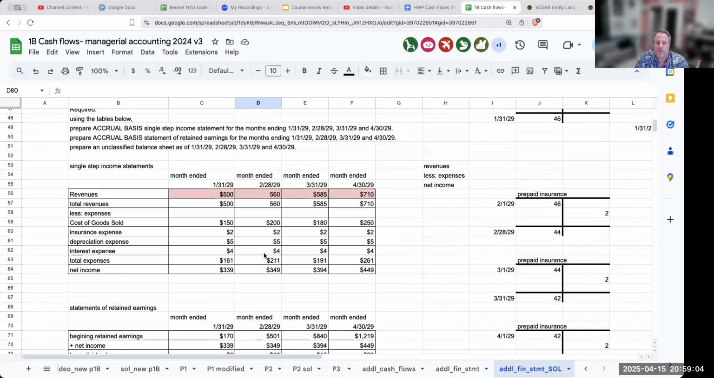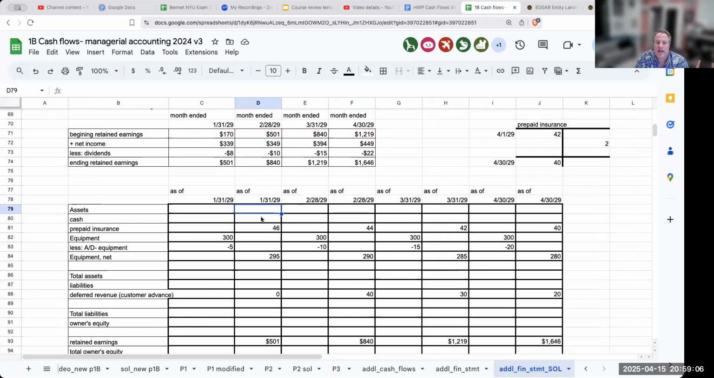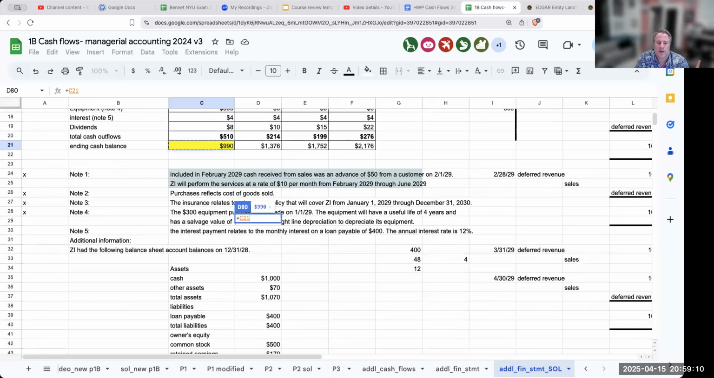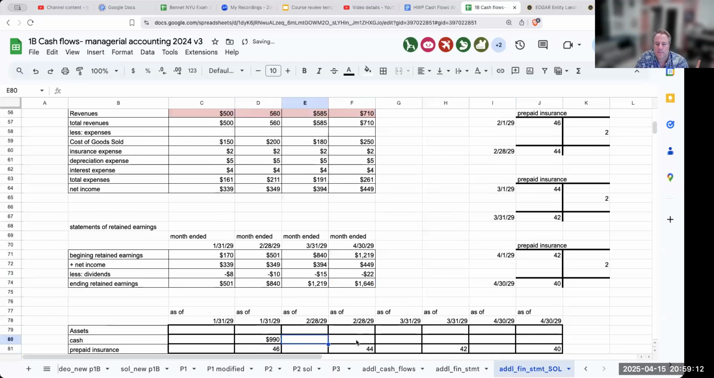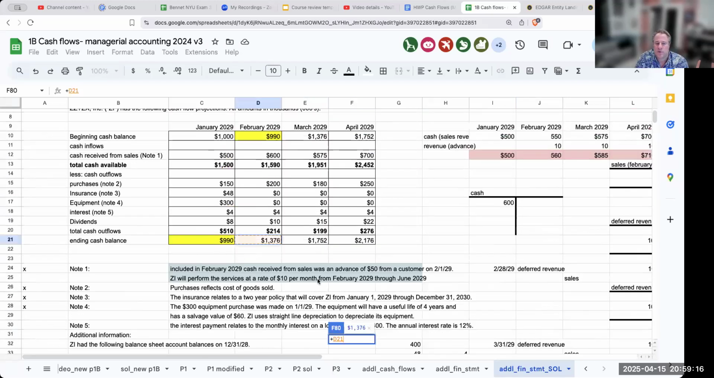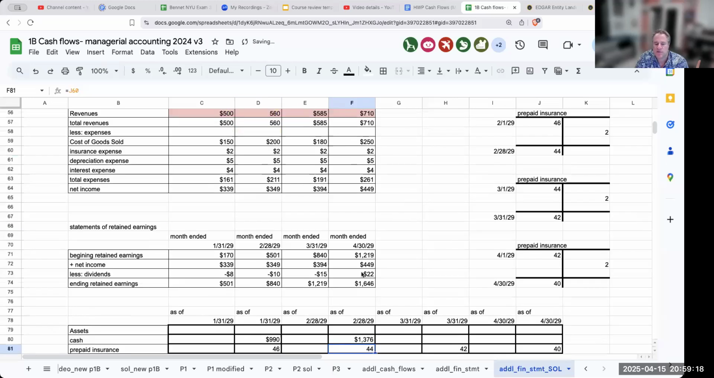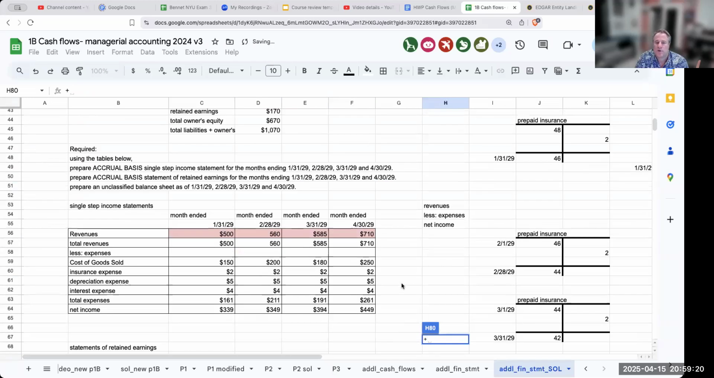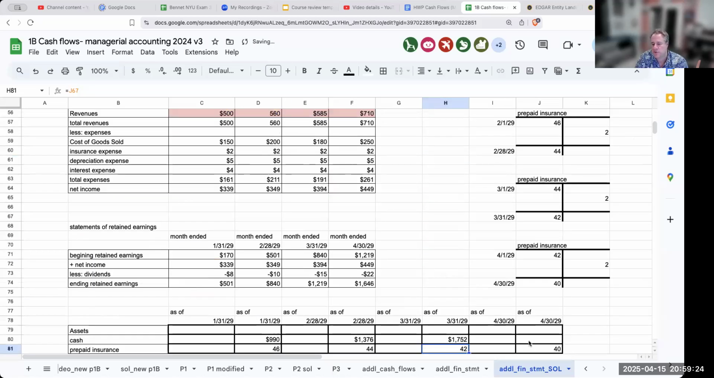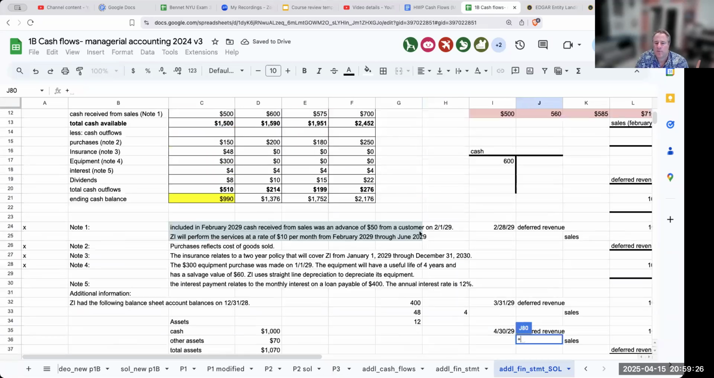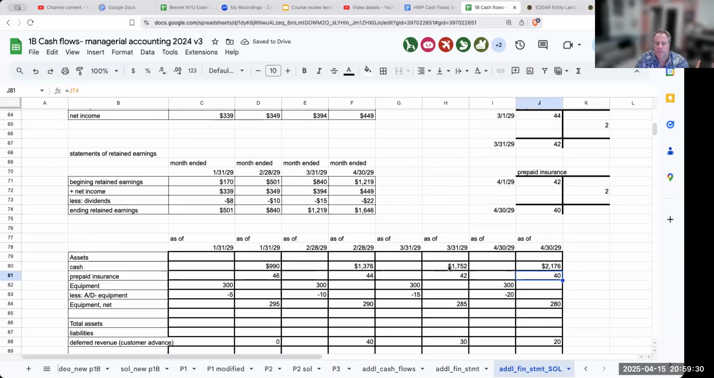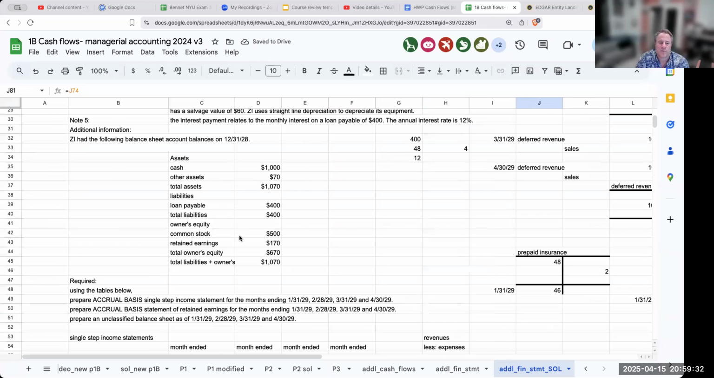So right over here, my ending cash balance as of 1/31/29 is going to be 990. Over here as of 2/28/29, it is going to be 1376. Over here as of 3/31/29 is going to be 1752. And then as of April 30th, 2029 is going to be 2176.